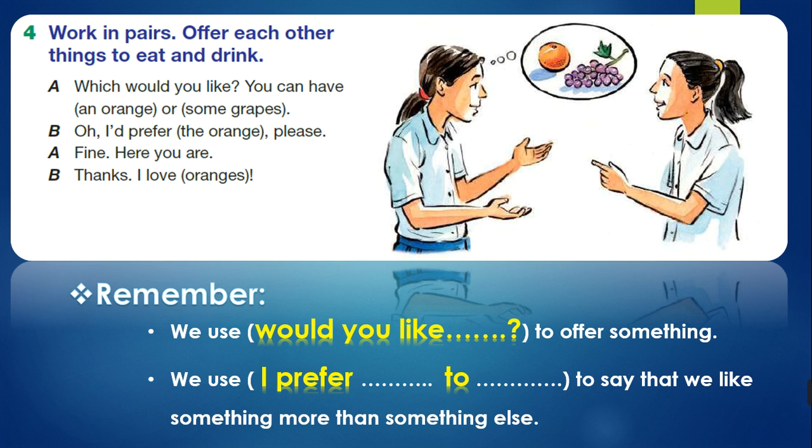And if you want to respond, oh, I prefer the orange, please. I prefer or I would prefer this one. Okay, fine, here you are. Thanks. I love oranges. Just practice this dialogue and you can change the words between brackets and use a different kind of food, using would you like and I prefer. Okay, and don't forget that we use I prefer something to something else.